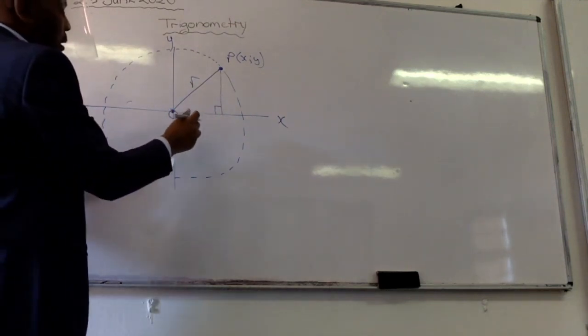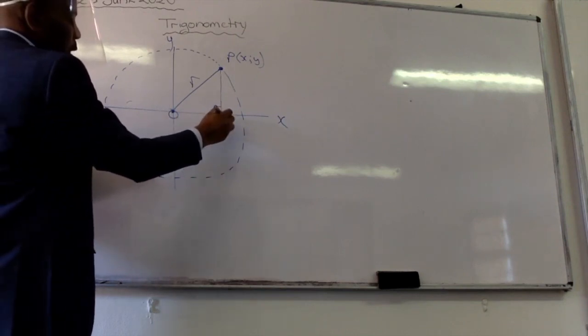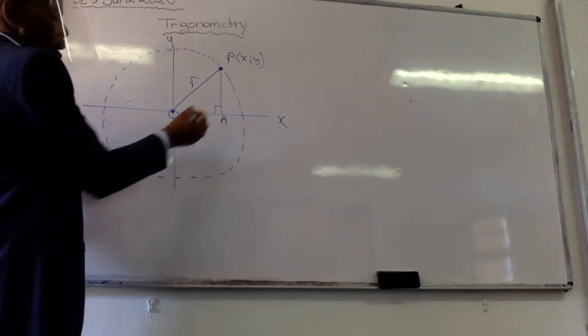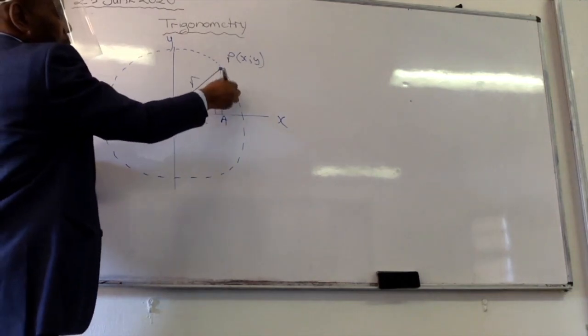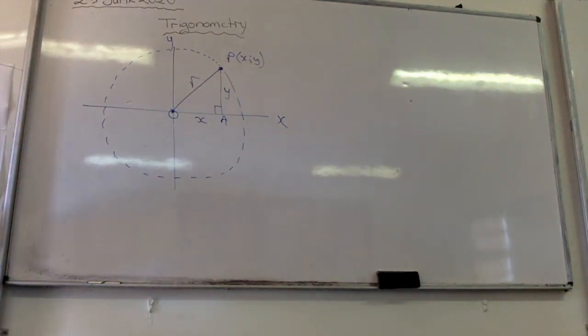Do you then agree that starting from here up to there, maybe let me call this point A, the length of OA is equal to x, we agree, right? Yes. And the length of AP is equal to y, right? Then you can use Pythagoras theorem to work out the connection between x, y, and r.